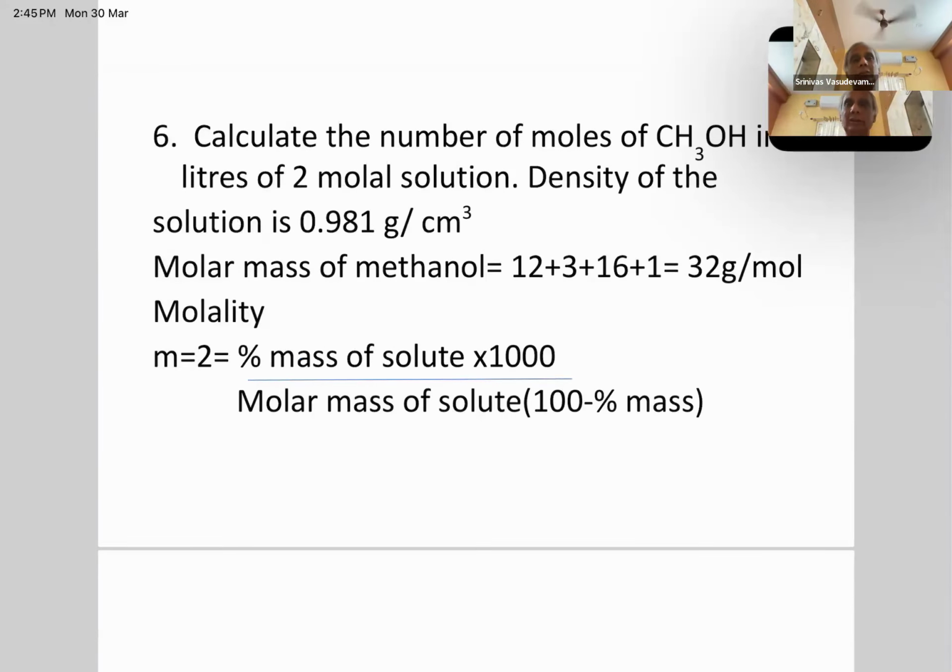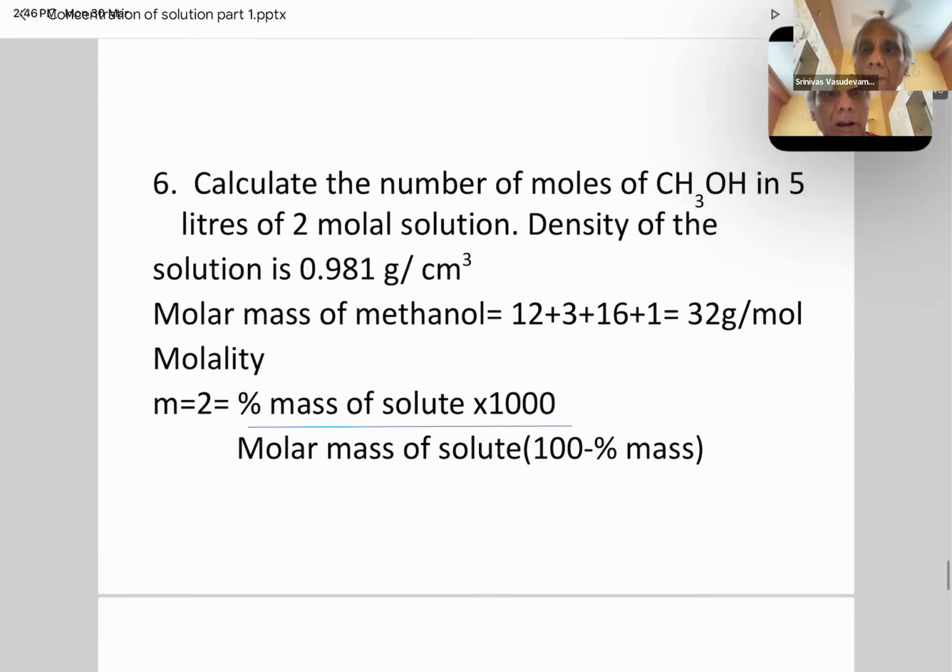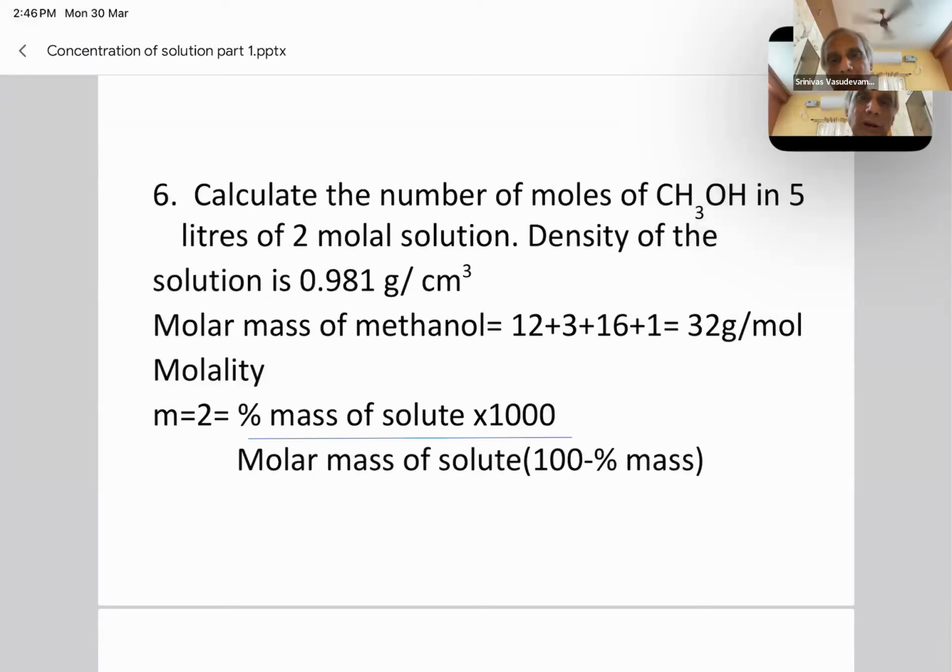Next one is from the molality to molarity. Calculate the number of moles of methanol in 5 liters of 2 molal solution. Density of solution is 0.981 gram per centimeter cube. So if I find out what is the number of moles in 1 liter, that is molarity, I can multiply by 5 to get the answer here.